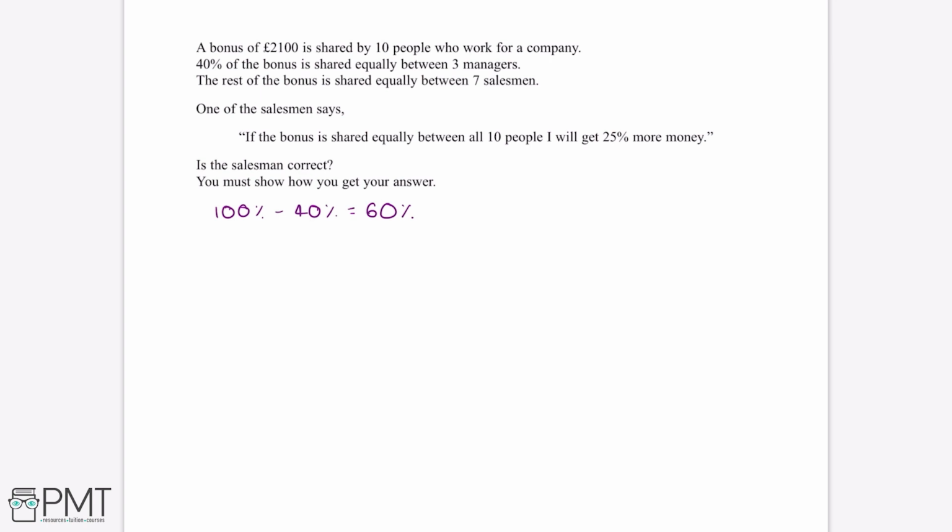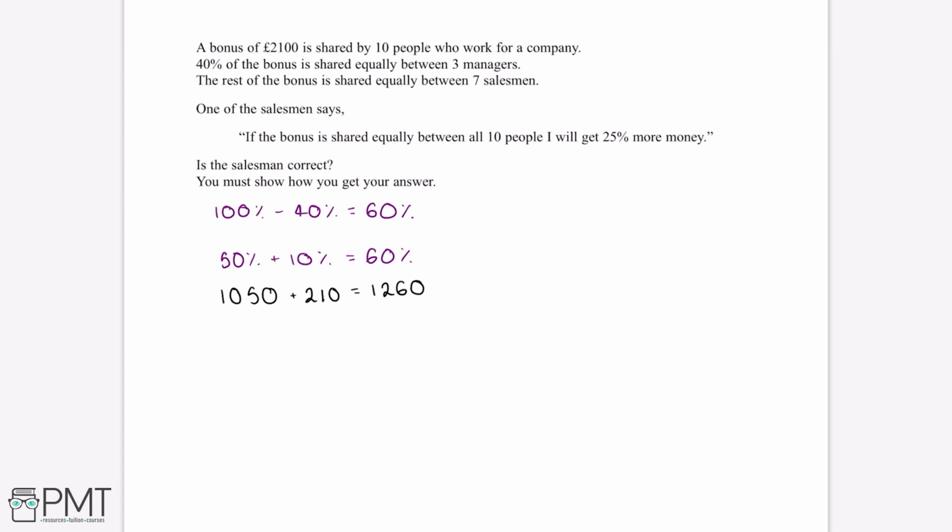So we want to work out how much 60% of £2,100 is. And we can do this by adding 50% to 10%. So 50% of £2,100 is equal to half of £2,100, which is £1,050. And then 10% of £2,100 will be the same as dividing £2,100 by 10, which gives us £210. So if we add these together, this tells us that 60% is equal to £1,260.